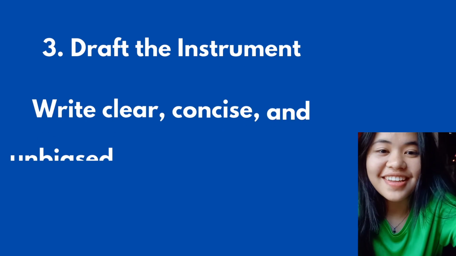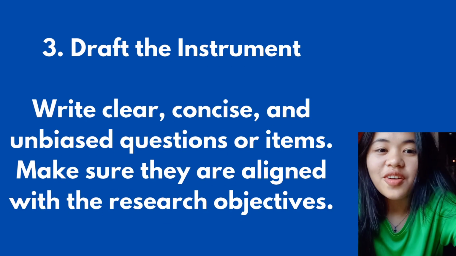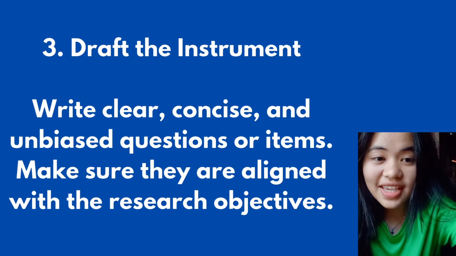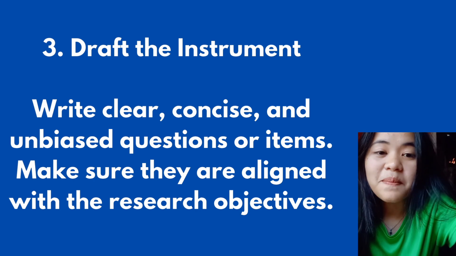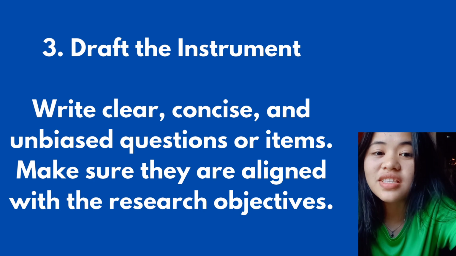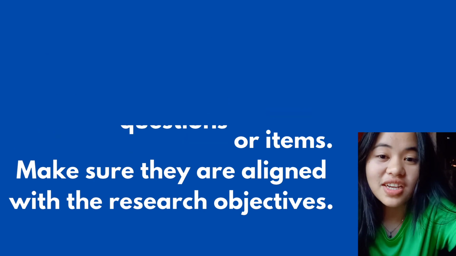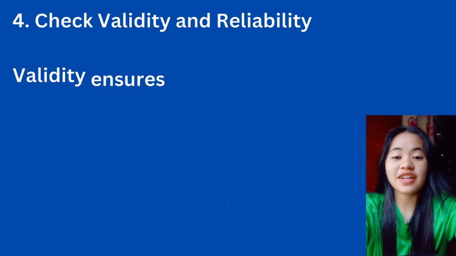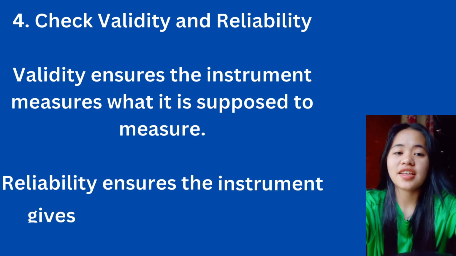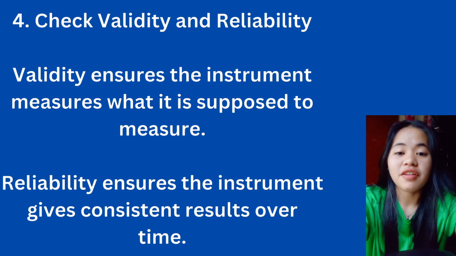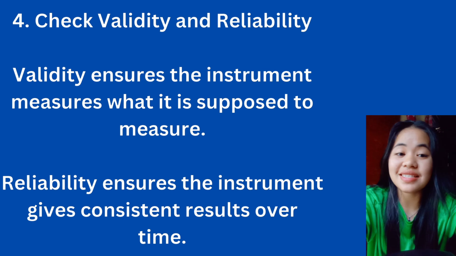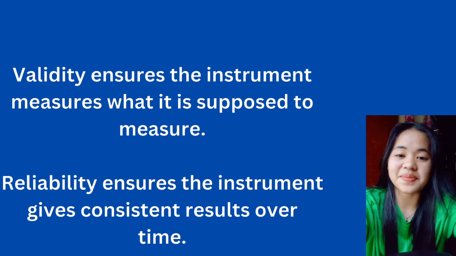Number three, draft the instrument. Write clear, concise, and unbiased questions or items. Make sure they are aligned with the research objective. Number four, check validity and reliability. Validity ensures the instrument measures what it is supposed to measure. Reliability ensures the instrument gives consistent results over time.